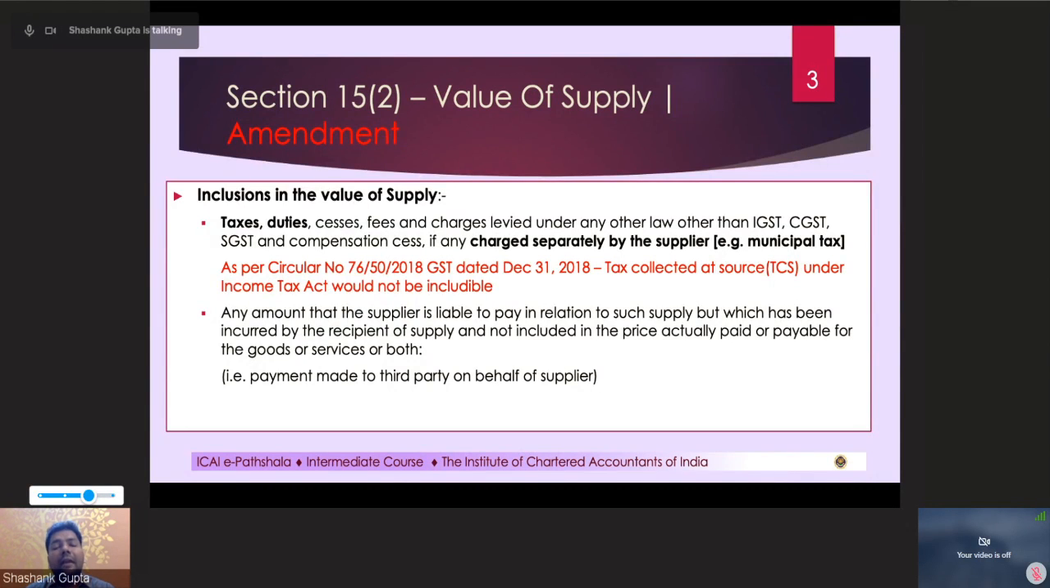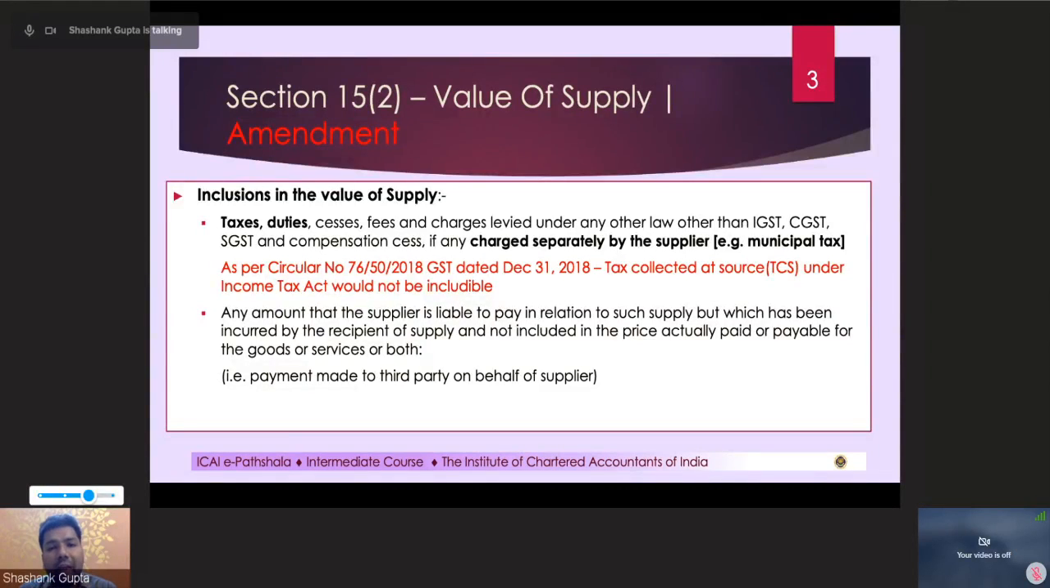So I will give you a practical example. Suppose you import this mobile phone for 10,000 rupees. On 10,000 rupees, first basic custom duty will be levied. Suppose that is 1,000 rupees. And GST will then be levied on 10,000 plus 1,000, that is 11,000.